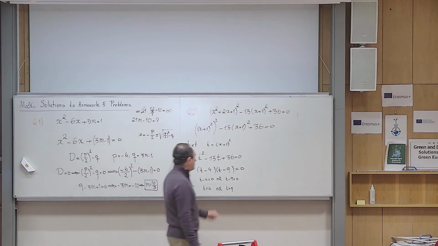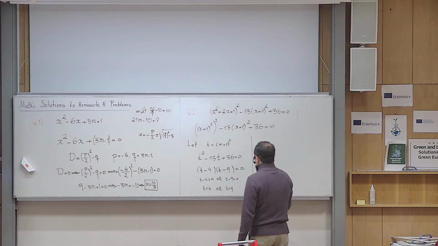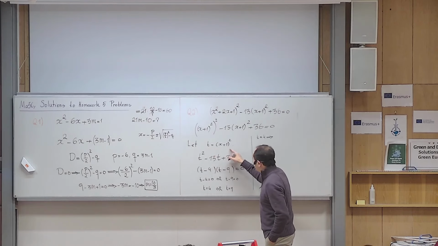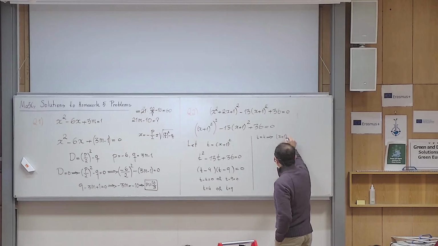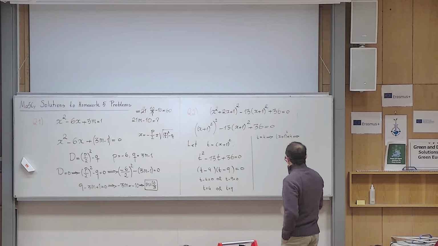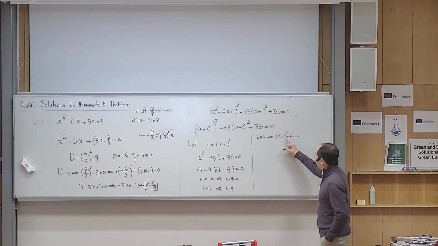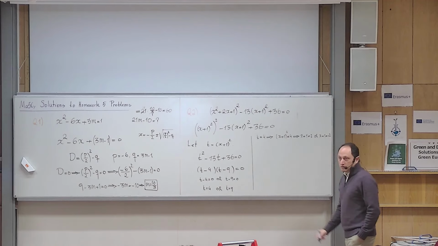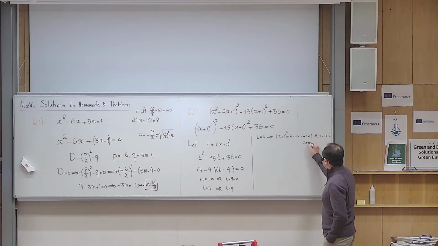But of course, t is not my target. My target is to find x, but then the rest of it is probably simple. If t is 4, what can I conclude? t is the name I gave to this, so x plus 1 to the power of 2 is 4. How can I solve this problem? I need a number whose second power is 4. That number is either 2 or minus 2. Do you agree? Okay, and then if this is 2, it means x is 1, or this means x is minus 3.